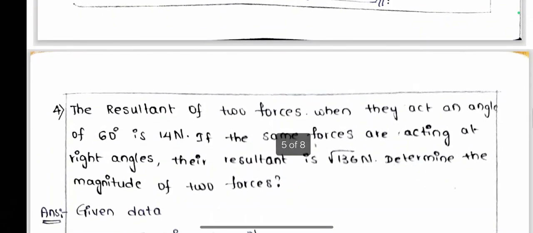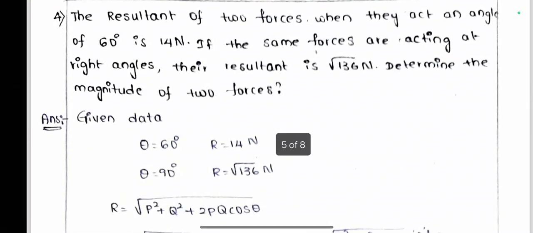The resultant of two forces when they act at an angle of 60 degrees is 40 newtons. Okay, there are two forces acting at an angle of 60 degrees. At that time the resultant is R equal to 40 newtons. If the same forces, which means the magnitudes are the same, act at right angles, which is 90 degrees, their resultant is square root of 136. Determine the magnitude of the two forces. Okay, this problem is about the parallelogram law.